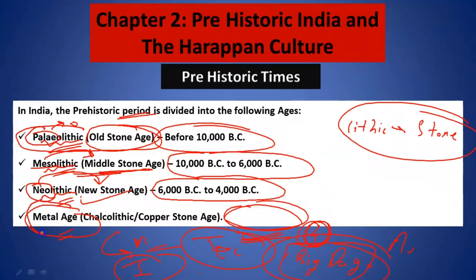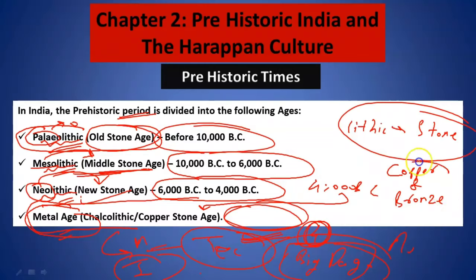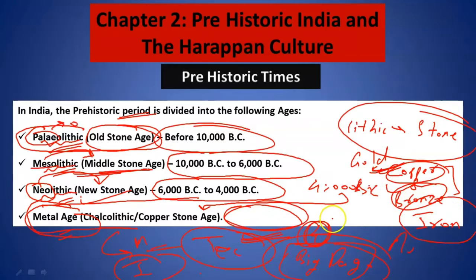One more thing is, after the Neolithic Age, that means after 4000 BC, when we enter into the Metal Age, please know that first we came to know about copper and bronze. All right. So iron was probably not the first metal to be discovered. We came to know about gold and silver later on, and approximately from 1500 BC, we came to know about iron.